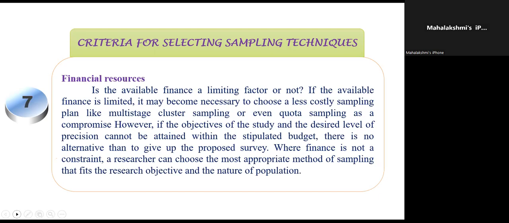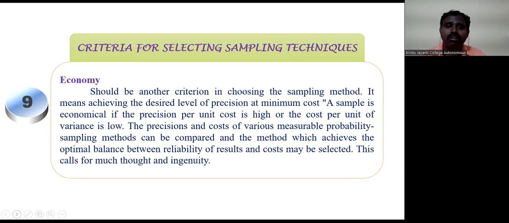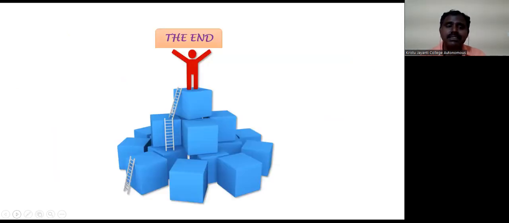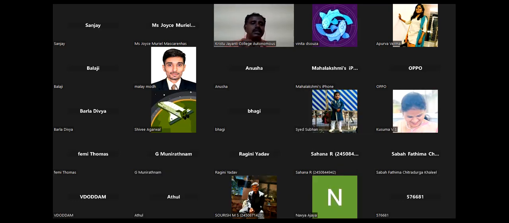How much financial support you have, whether you have enough time to collect the data, whether you are economically strong enough to proceed with your research study. So various factors will determine which kind of sampling technique you are going to adopt, whether probability sampling or non-probability sampling. You can identify that with the help of these criteria. So that's all about sampling distributions.